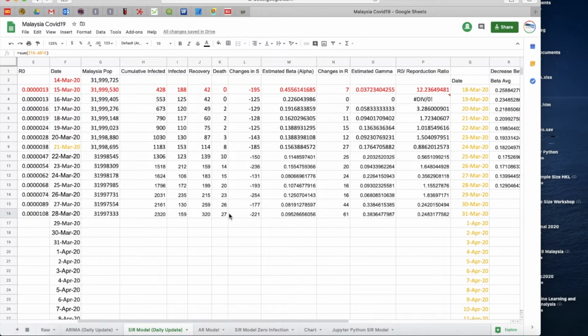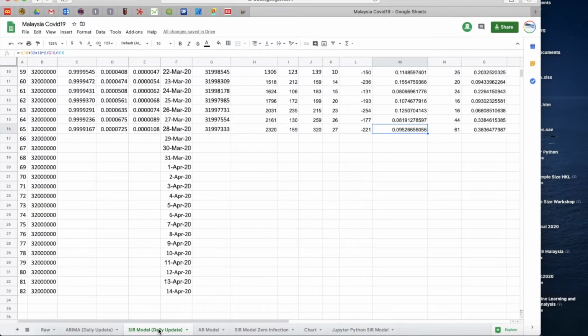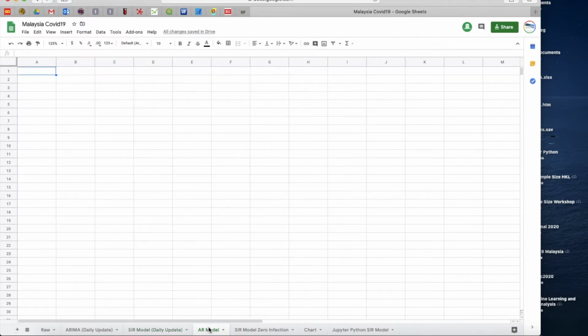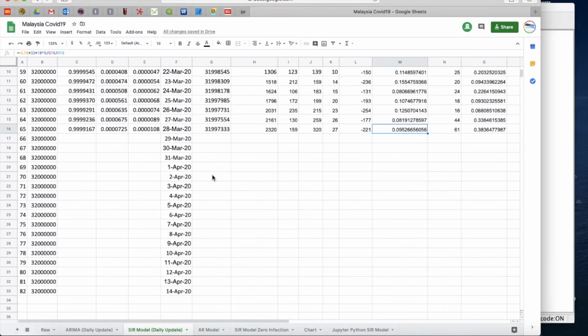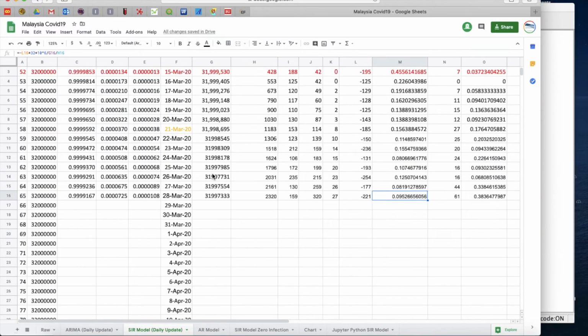So that is all for this short video, just to give you some insight and overview of how we update this Malaysia COVID-19 database, and hopefully it's very useful. The next step beside the SIR model is actually the AR model, the auto-regressive model. This one is not updated yet, but we'll be doing it soon. I just want to wait until the completion of the first incubation period.